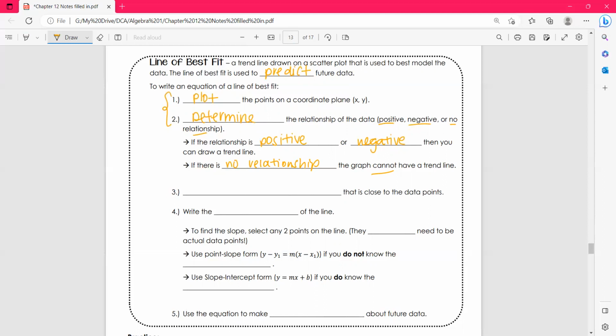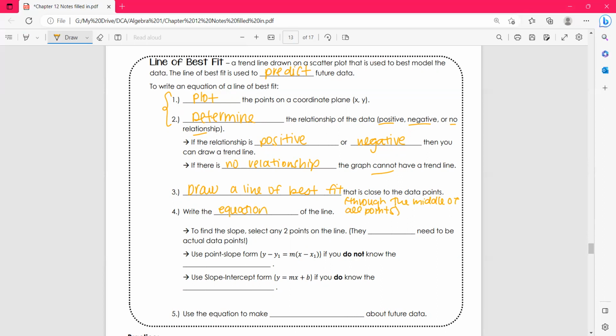Okay, so now we can draw a line of best fit that is close to the data points. Really, you want it through the middle. That's the best spot for the line of best fit. Through the middle, let's write that. Through the middle of all points. Okay, and so we want to write the equation of the line next.